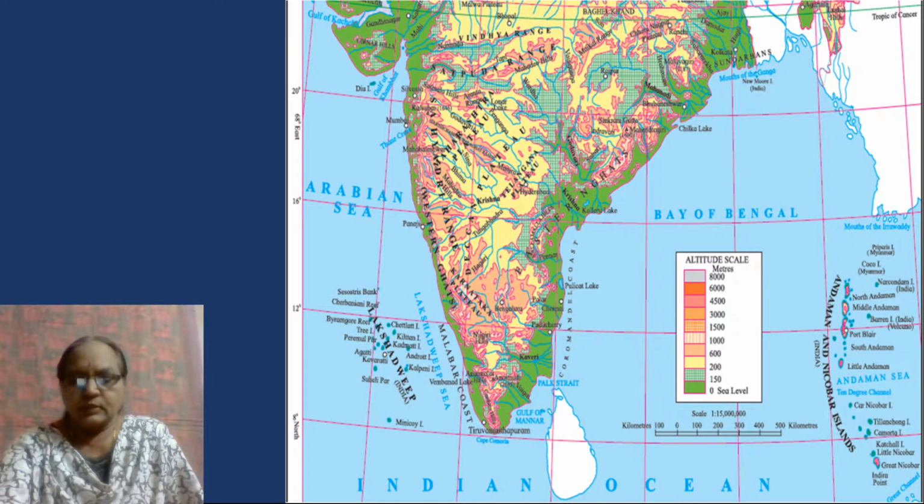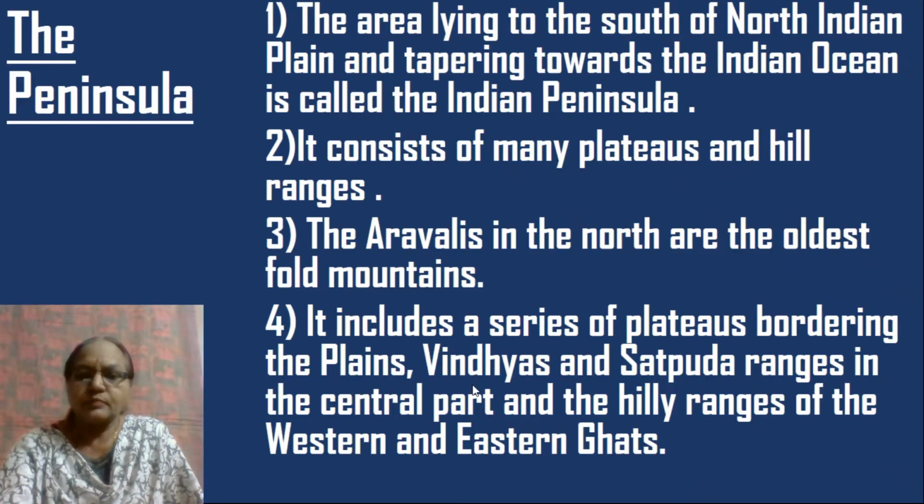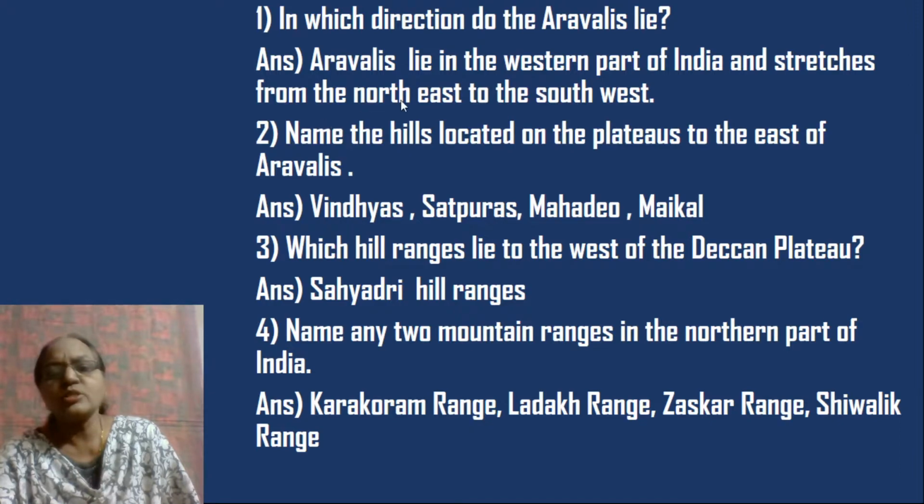Now, look at this. Here we have the Aravali Mountains. So in which part do the Aravali Mountains lie? The Aravali Mountain range stretches in the northeast to southwest direction. Can you see this? So the Aravalis are in the western part of India and stretch from the northeast to the southwest direction.